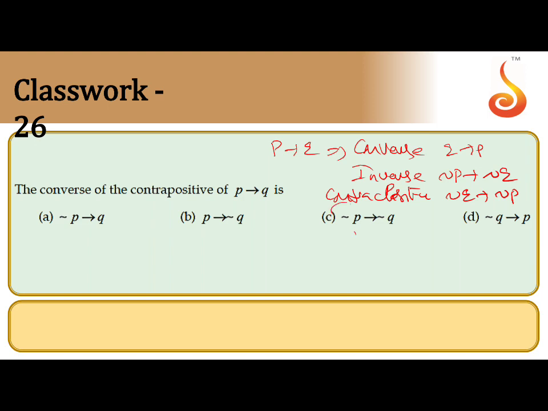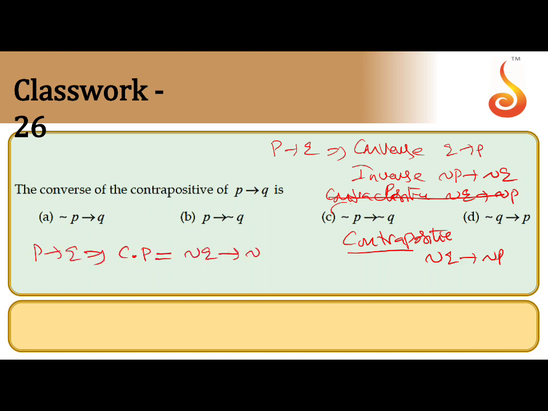Sorry, I will write again. Contrapositive means negation of Q implies negation of P. That is called contrapositive. Means the converse of the inverse is nothing but the contrapositive. You have to take the converse of the contrapositive. First, what is the contrapositive? This is given P implies Q. So contrapositive, just add CP, that is negation of Q implies negation of P. That is the contrapositive. You want the converse.